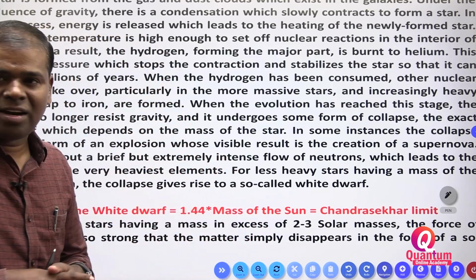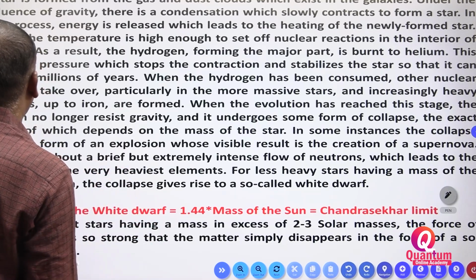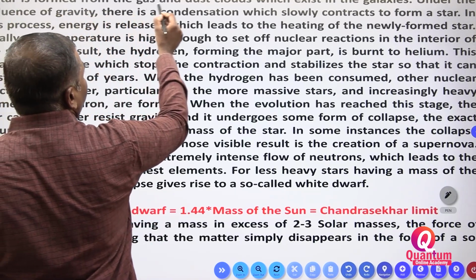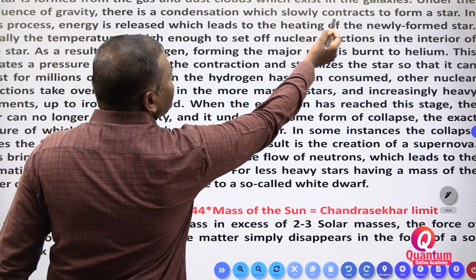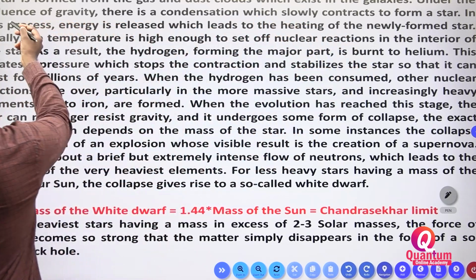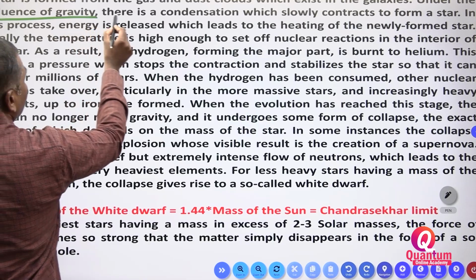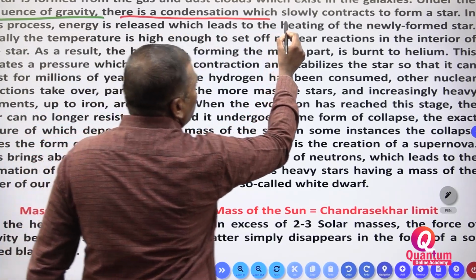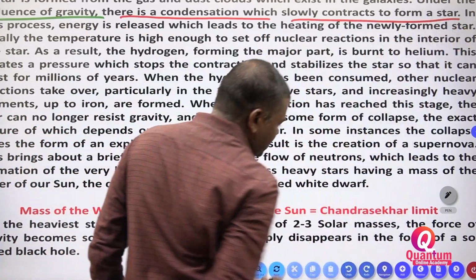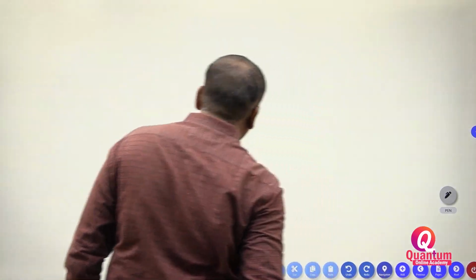What is a star? Let us see what a star is. A star is formed from the gases and dust clouds which exist in the galaxies under the influence of gravity. So there is a condensation which slowly contracts to form a star. That is what they are telling.